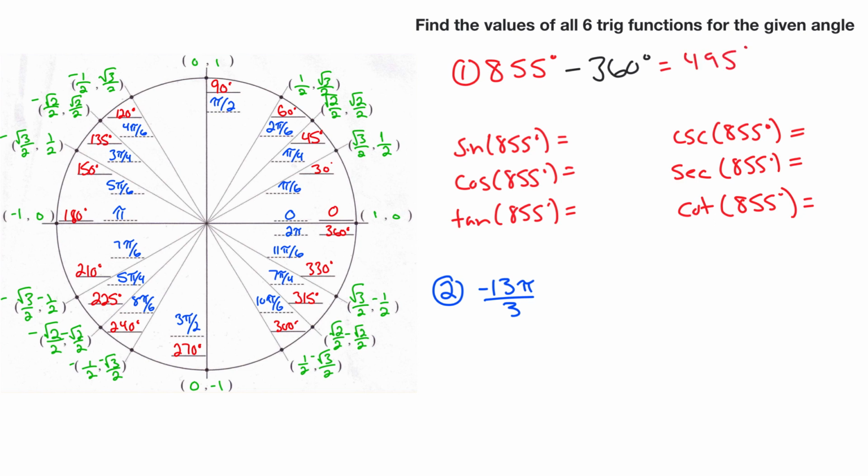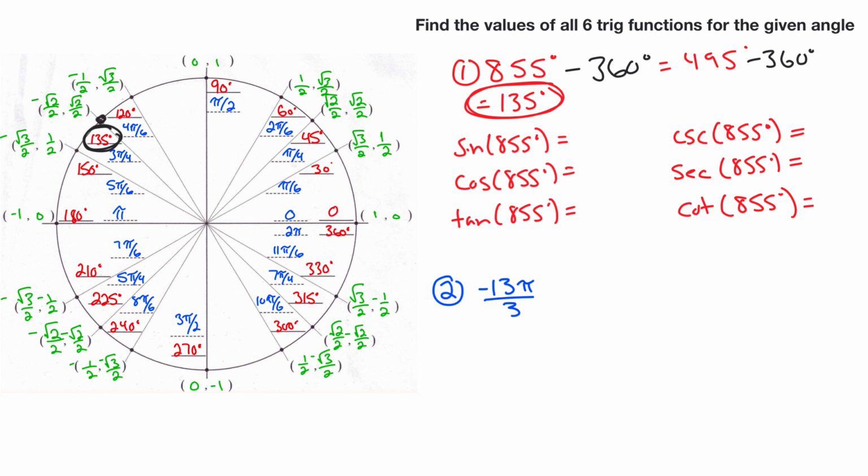Last I checked, 495 degrees is not on the unit circle. So I've got to go again. I've got to subtract another 360 degrees. Once I do that, minus 360, I get 135 degrees. And lo and behold, this is something that is on the unit circle. 135 degrees is right here.